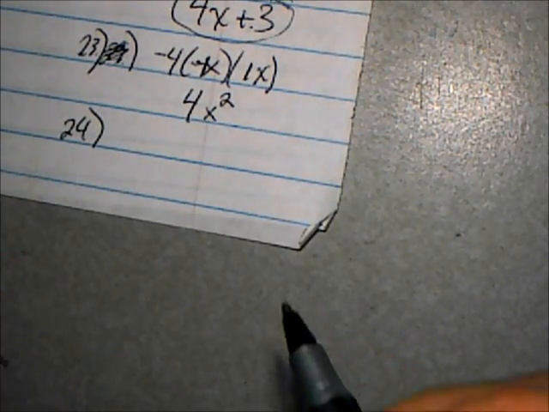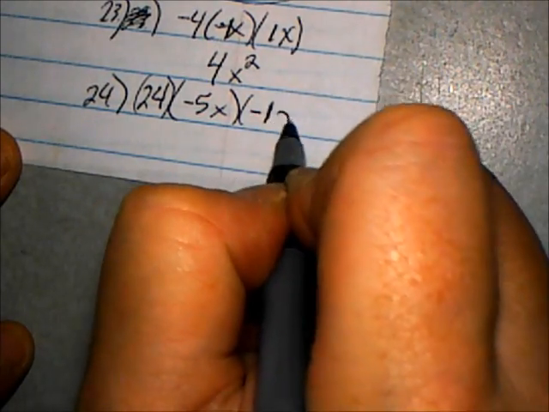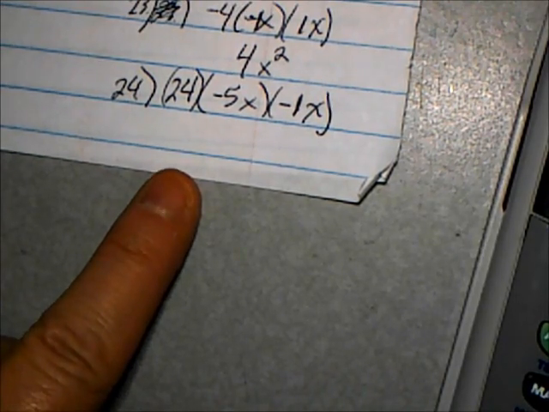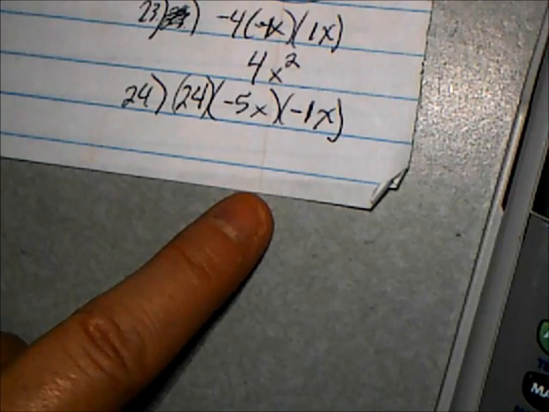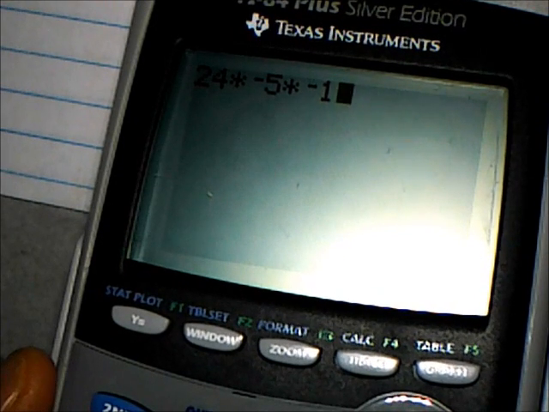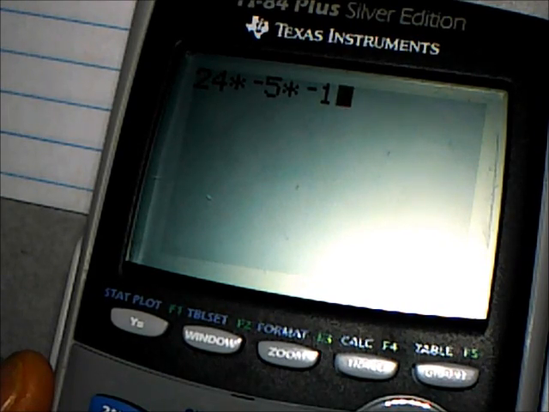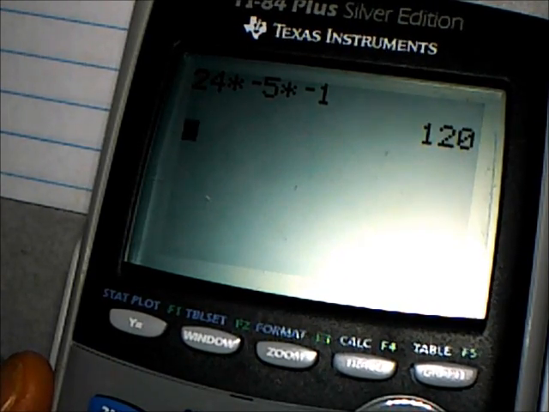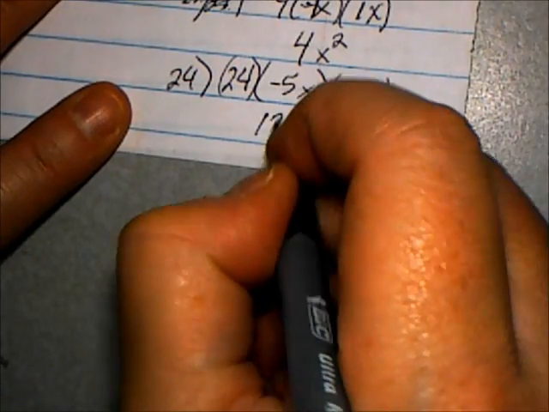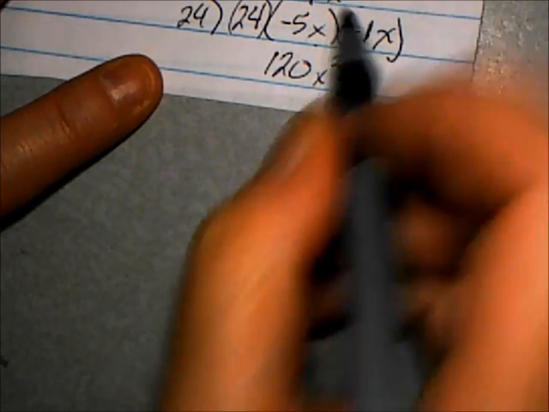Alright, 24. Negative 5x, and then I have a negative, and I'm going to put a 1 in front of that x. So I need to multiply. Those are too big for me in my head. 24 times negative 5 times negative 3. I'd put it in with times this time. What do you get? 120. So this is 120. Now look at your x's. You multiplied them, so how many do you have? 2 of them. That means that's an x squared. And there's your answer.